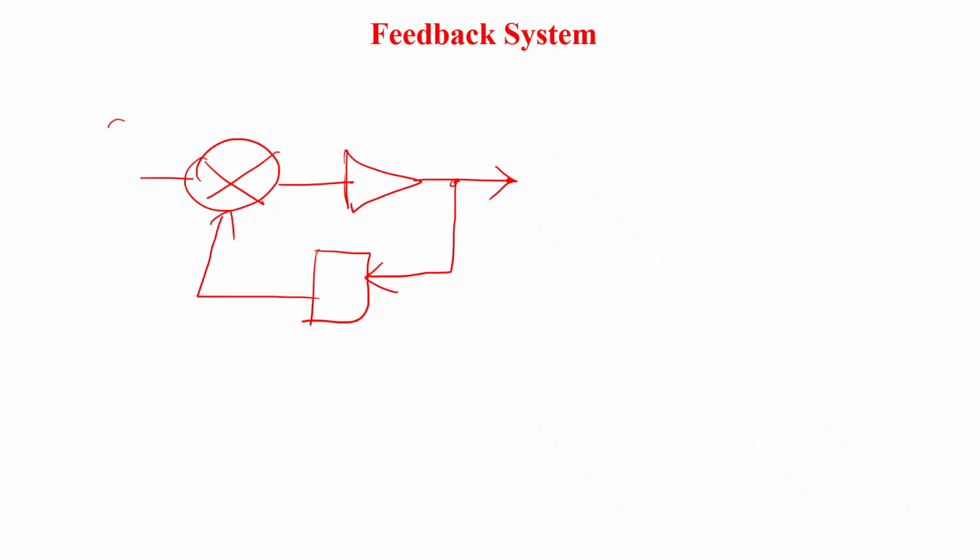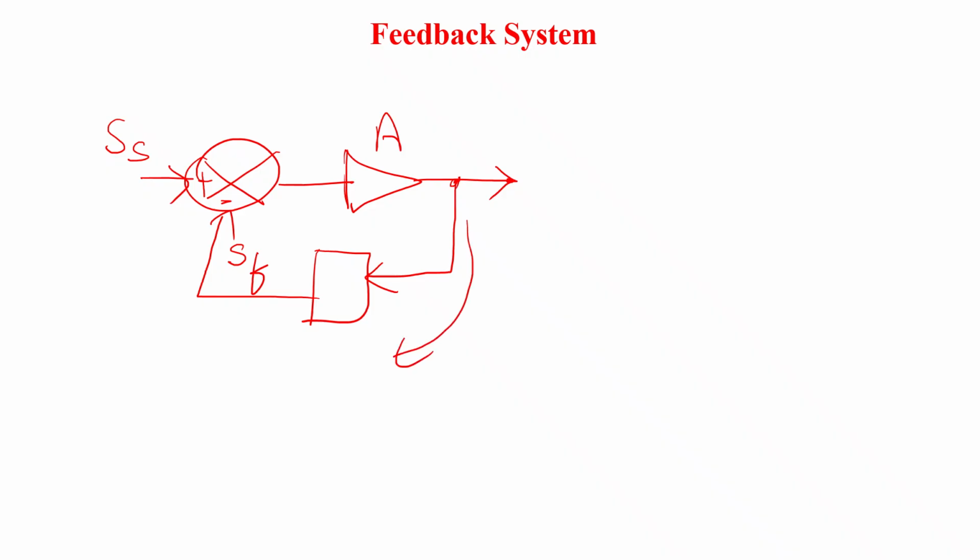Yes, the source signal is taken and fed to a comparator or an error detector circuit. This is an error amplifier or a comparator circuit which compares two input signals. One input signal is the source signal and the other input signal is the feedback signal. And this is the main amplifier. So a feedback is this path.